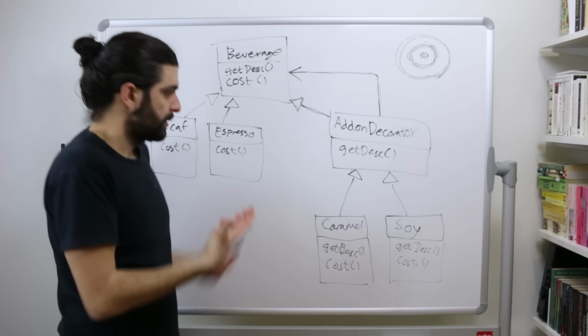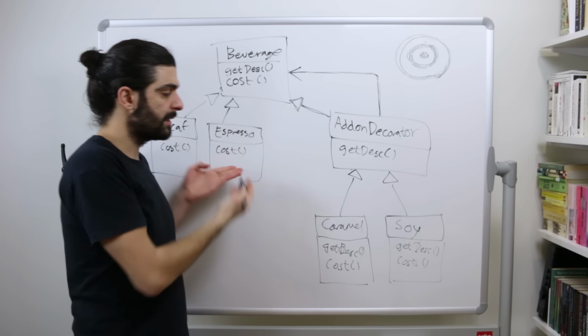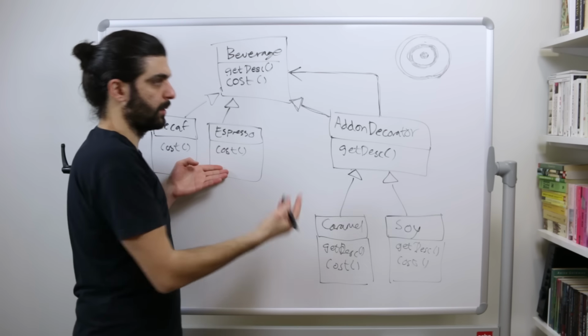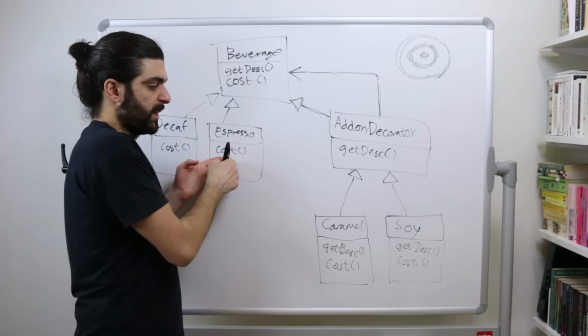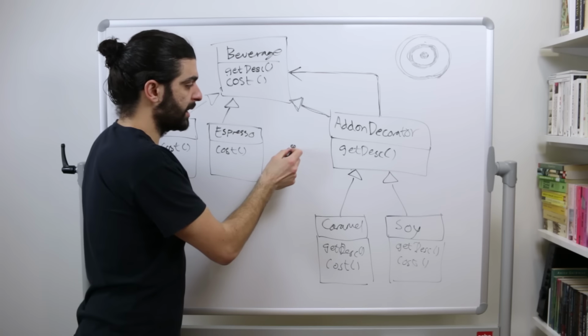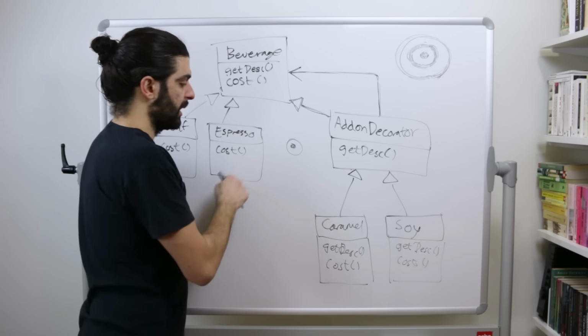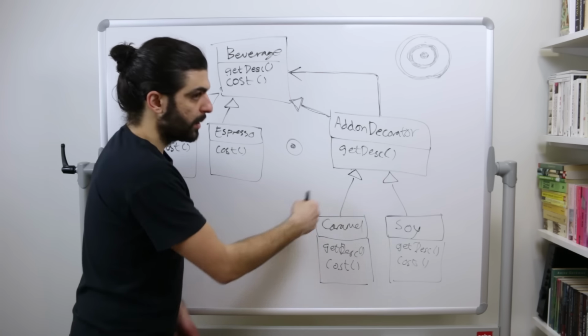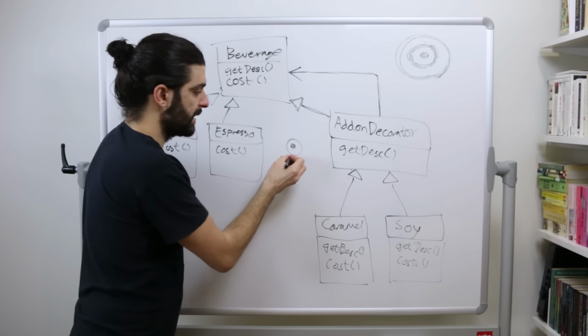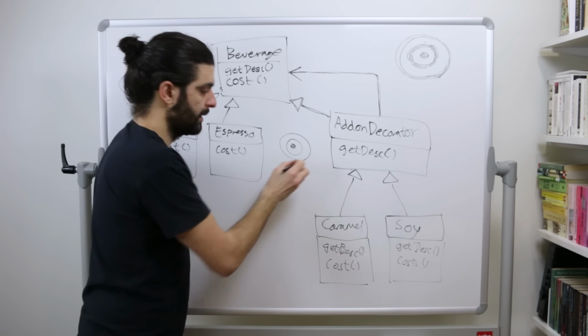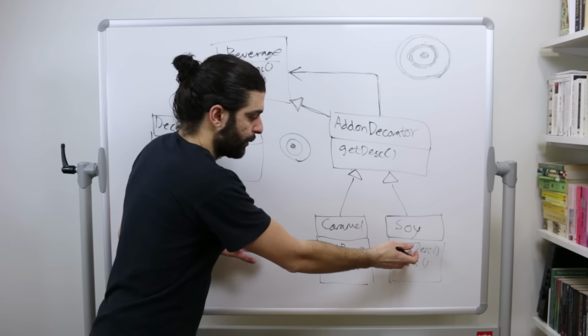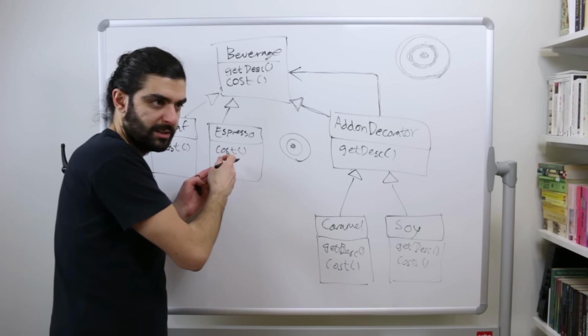We wrap them. So with this design, you can create an espresso with caramel. You could create just an espresso. You could create an espresso with caramel and soy by saying, I'll create an instance of espresso, then I'll pass that instance of espresso to a caramel, and then I'll pass that instance of a caramel decorated espresso to an instance of a soy class. Essentially making that a soy decorated, caramel decorated espresso, right?